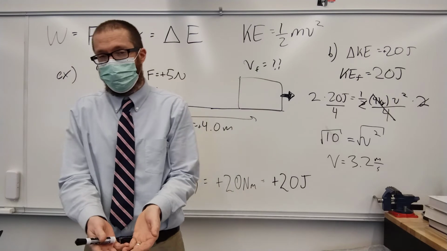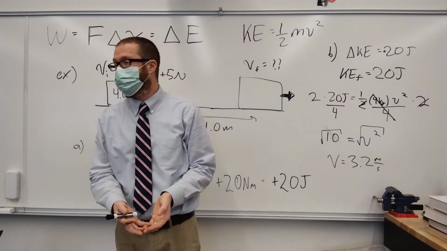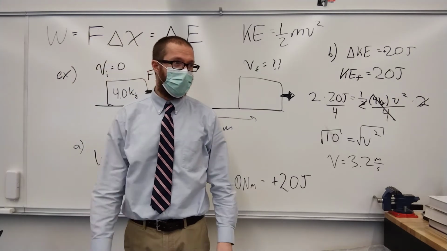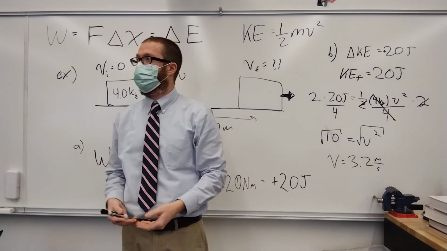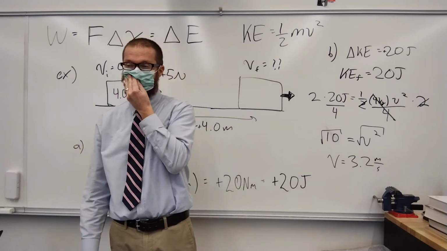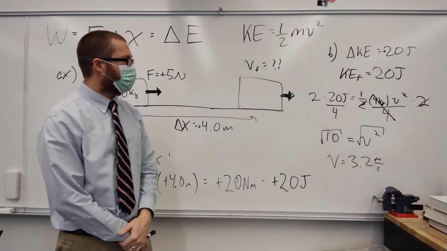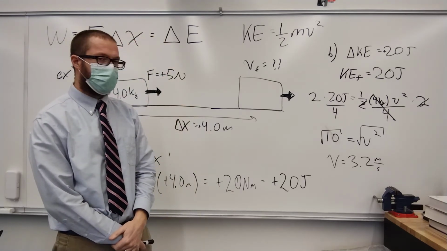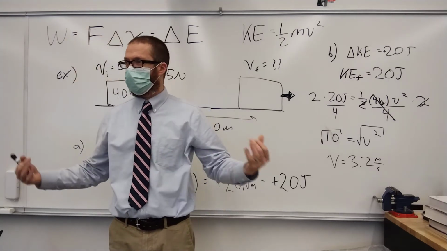If it was a smaller object, if the mass was less, then it would end up moving faster. If the mass was more, it would have to move slower. All right? That ties it all together there, what we're looking for here.